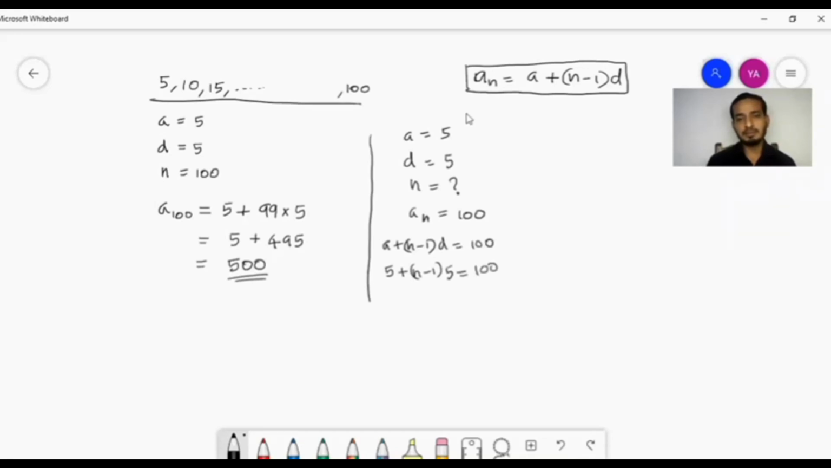We want to match both steps. Okay, we substituted the values for a and d. That's only what changes in these two lines. Okay, a is 5 and d is 5, and all the other numbers are the same. And the next step to solve this, you all know how to solve an equation.